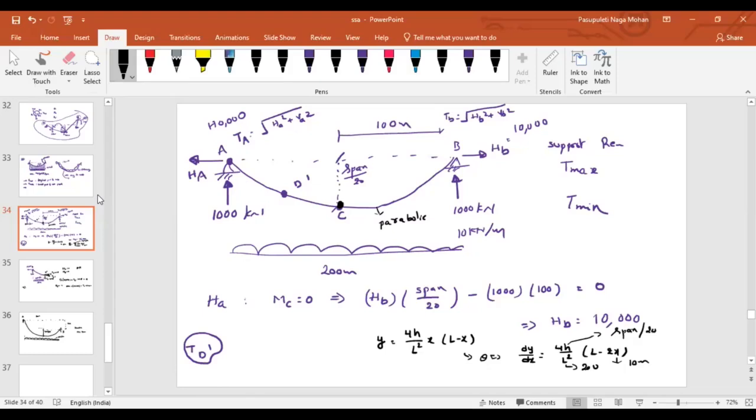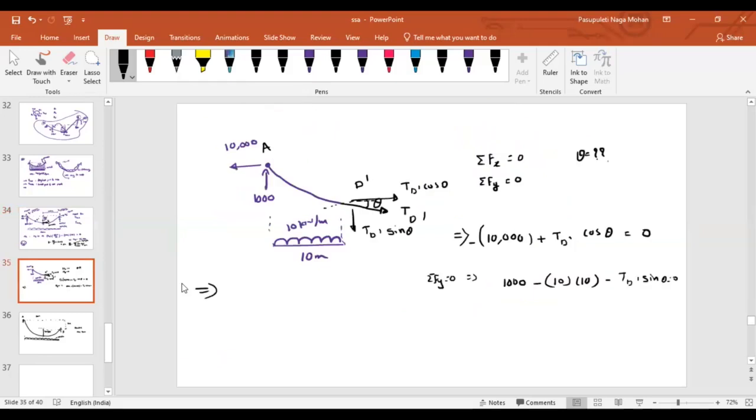At point C, what is the slope? What is the slope at point C? 0. If it is, for the free body diagram, this will be truly horizontal, isn't it? Yes, sir. So in this case, it is inclined. But if you talk about here, it will be truly horizontal. Now this is your thing.